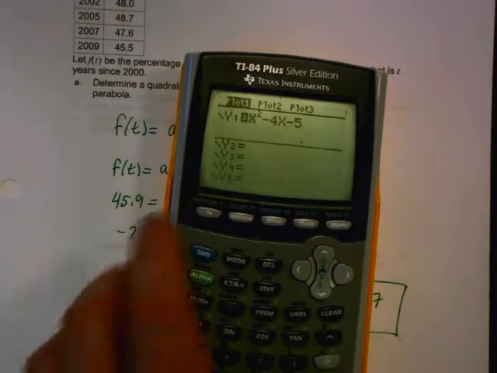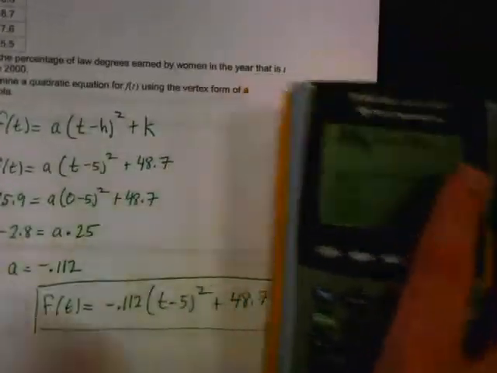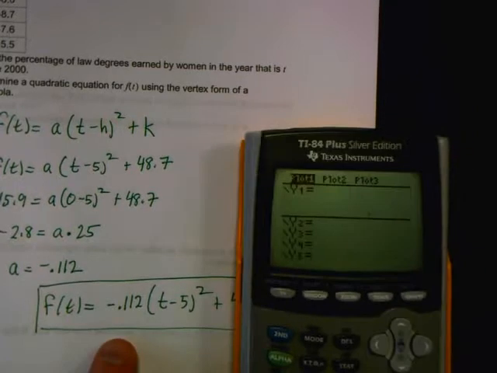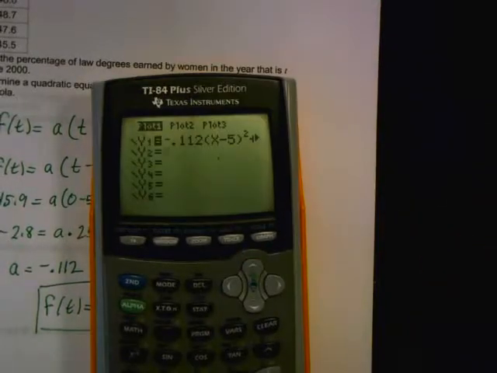I'm going to go to y equals, clear out anything that's there, and I might as well type in this equation as long as I'm at it. So minus 0.112 times x minus 5 squared plus 48.7. Got that all typed in now.